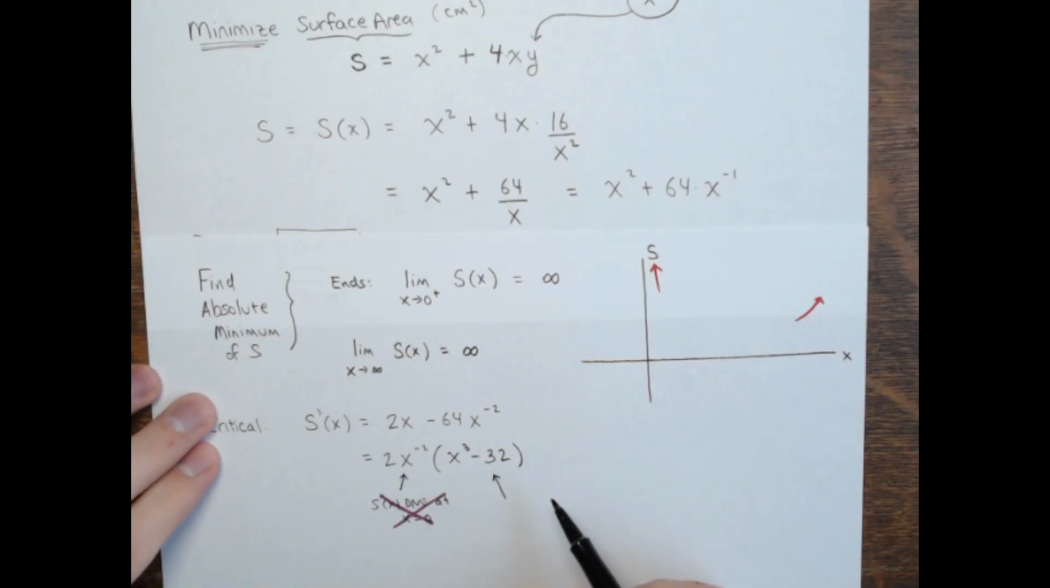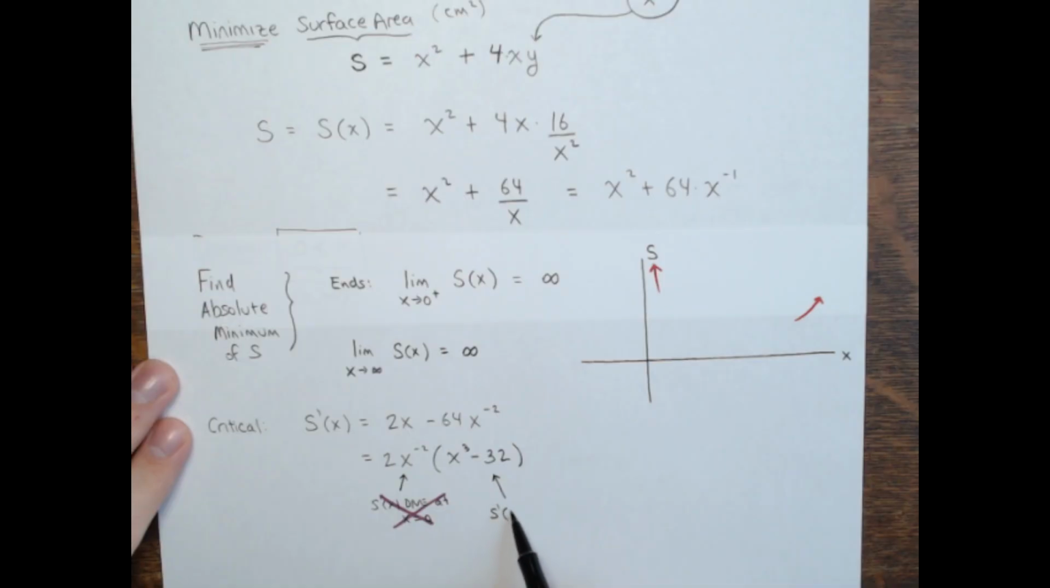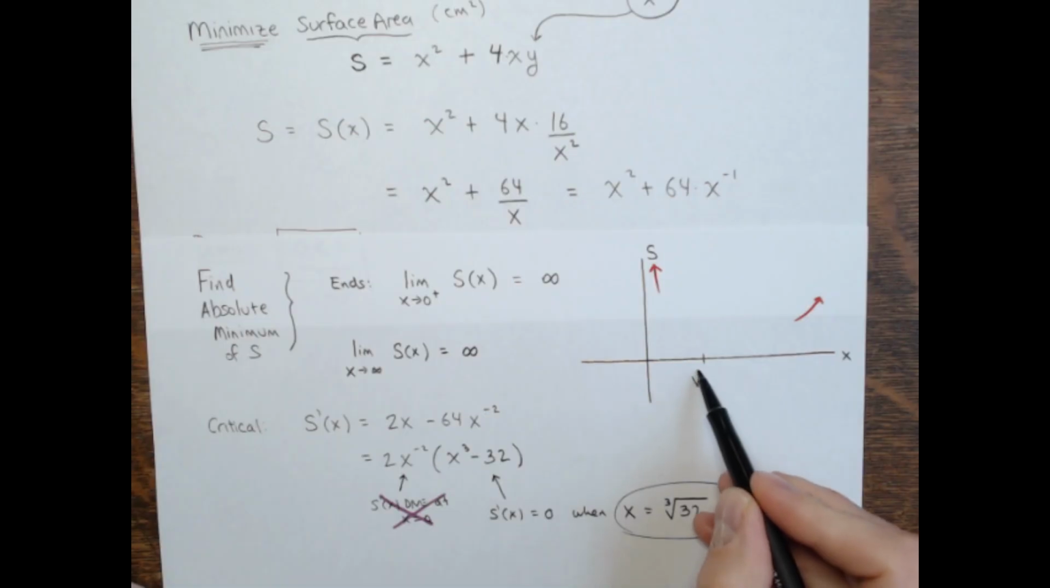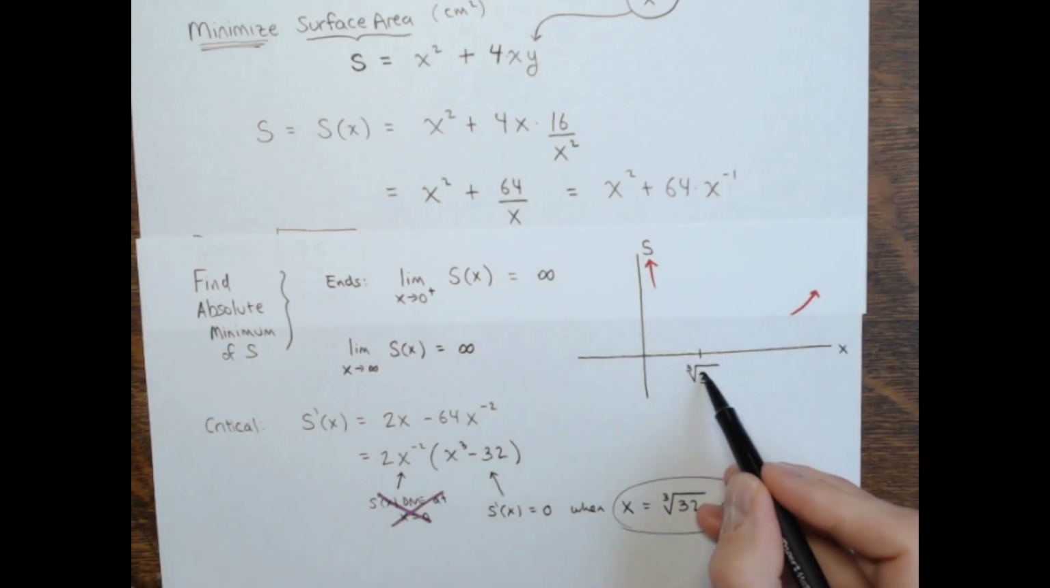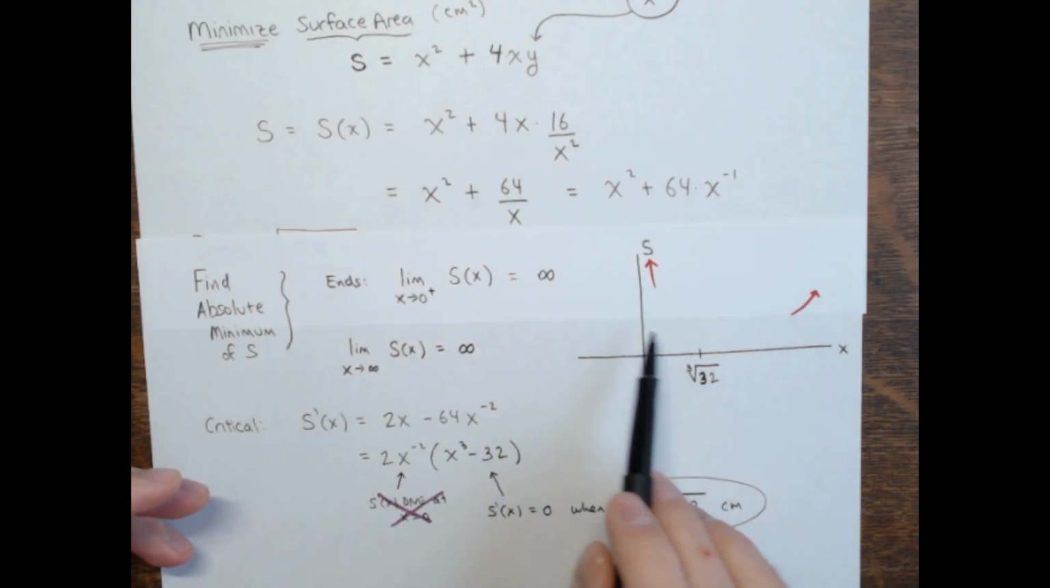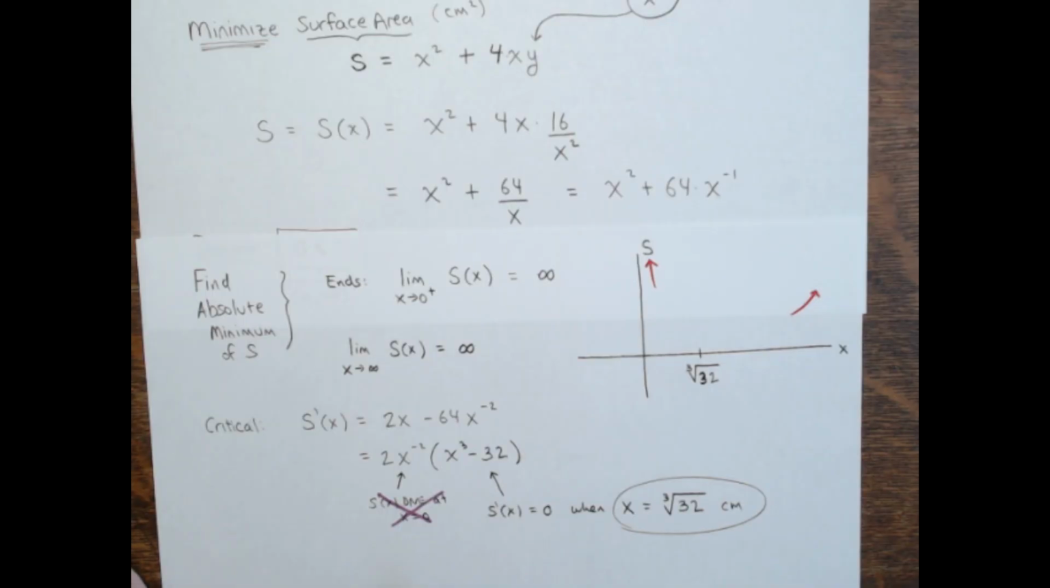And then from this other factor, you can see that the derivative s prime is equal to 0. That would happen when x equals the cube root of 32, which is not a nice whole number. So there's the dimension of the square base, right? At the cube root of 32, there's got to be a minimum, because at the ends it's going up forever. Now you could plug in values around this to see that s prime is negative to the left and positive to the right, to see that there's the bottom of a valley at the cube root of 32.